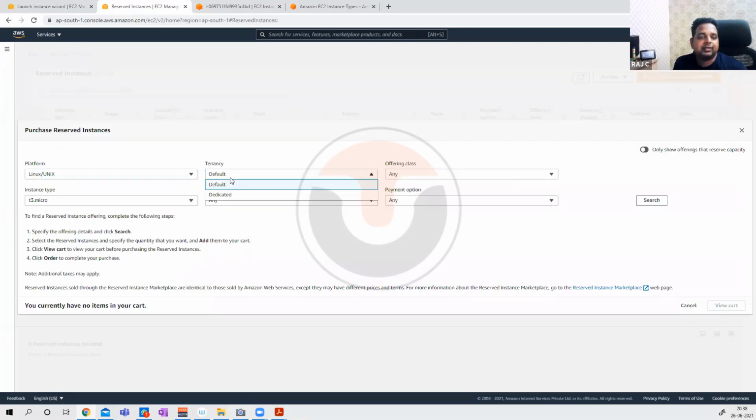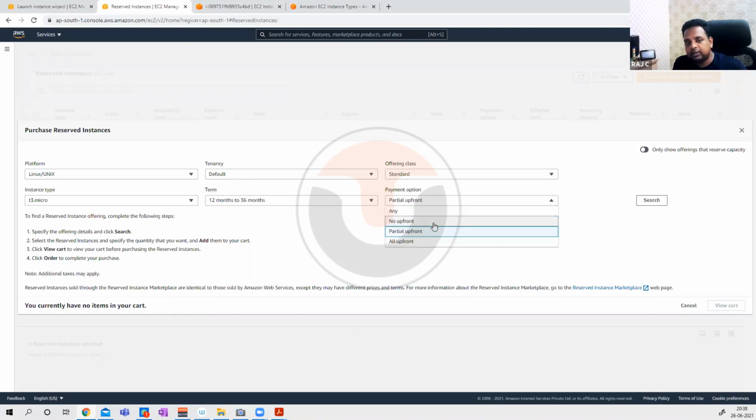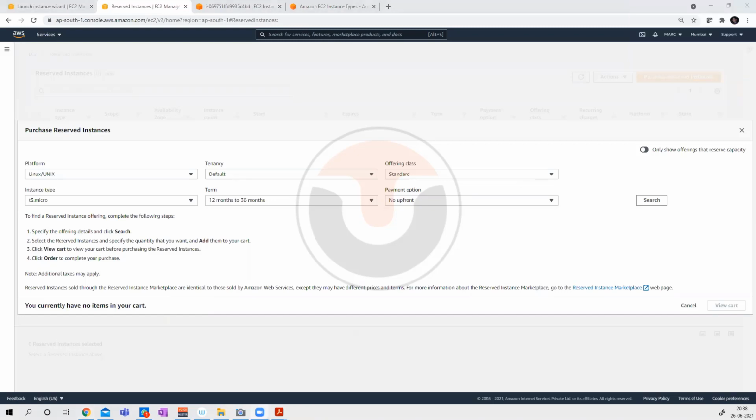You choose a platform; tenancy I'll explain a little later. For the offering class, you choose convertible or standard; normally you go for standard, right? The instance type is T3 micro. Again, the term, I want it for 3 years, right? And there are three different payment options. You can pay everything upfront, or you can say partial upfront, where you pay 50% of the amount upfront, or no upfront, which is converted into monthly payments. Every month you'll pay the agreed amount. Okay, so this is your purchase option to purchase a reserved instance.